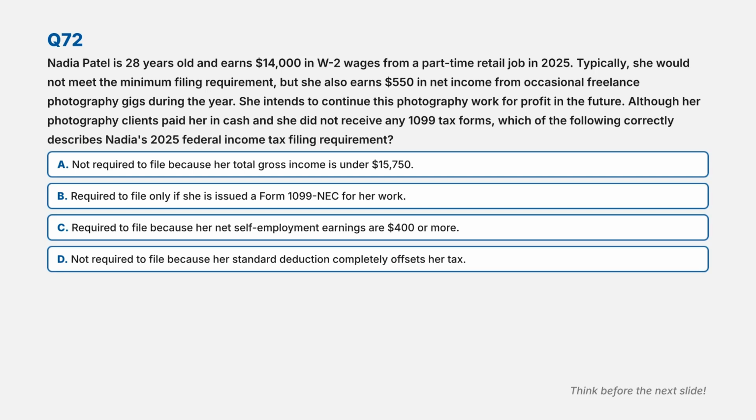Although her photography clients paid her in cash and she did not receive any 1099 tax forms, which of the following correctly describes Nadia's 2025 federal income tax filing requirement? A. Not required to file because her total gross income is under $15,750. B. Required to file only if she is issued a Form 1099-NEC for her work. C. Required to file because her net self-employment earnings are $400 or more. D. Not required to file because her standard deduction completely offsets her tax.